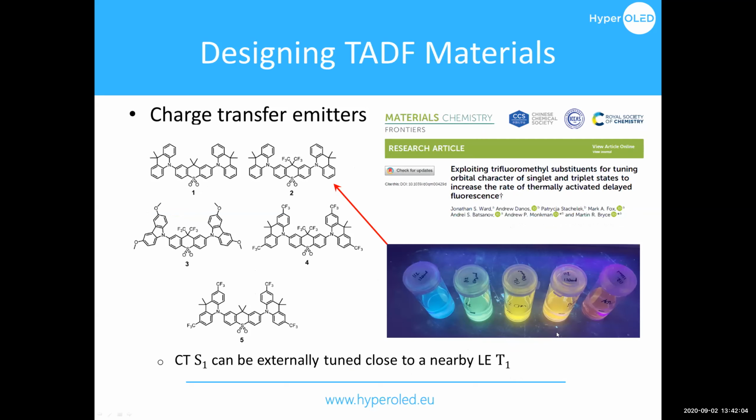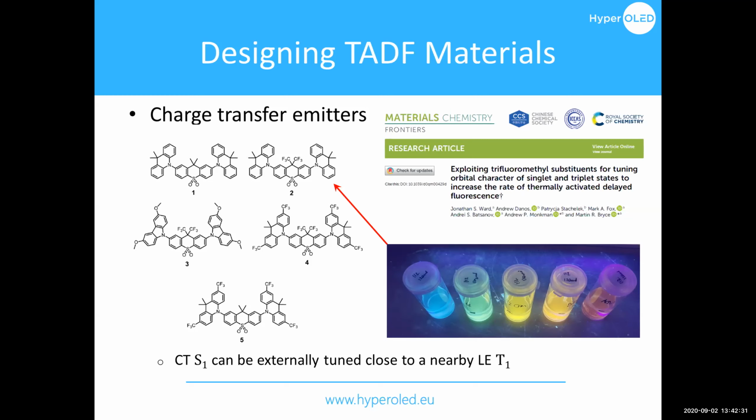So we're increasing polarity of the environment, and the color is shifting drastically. So we can change the singlet state of these charge transfer type emitters in order to tune it close to where what it turns out has to be a localized exciton triplet state is. And we can get that singlet and triplet energy to be close to each other by using external factors rather than having to sort of guess and get lucky through trial and error molecular design.